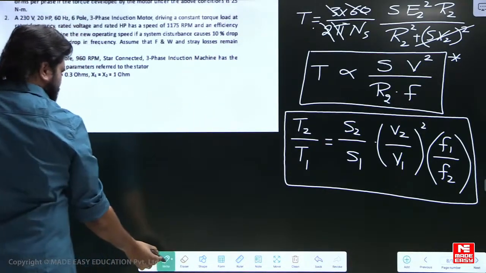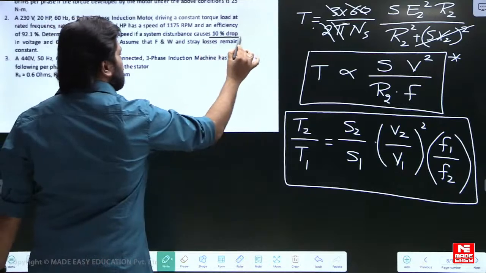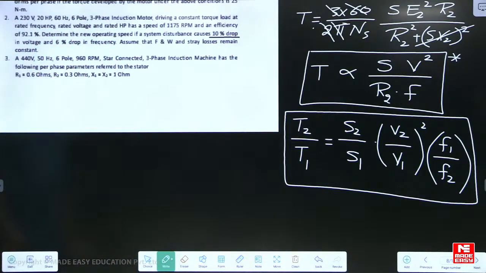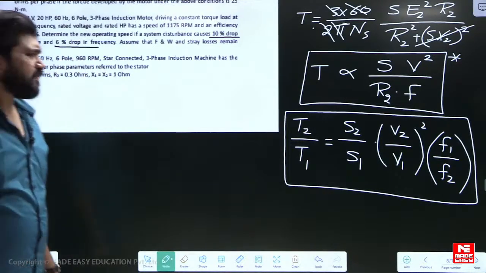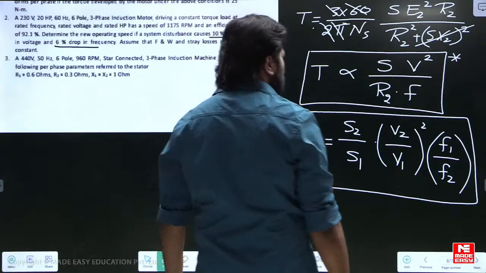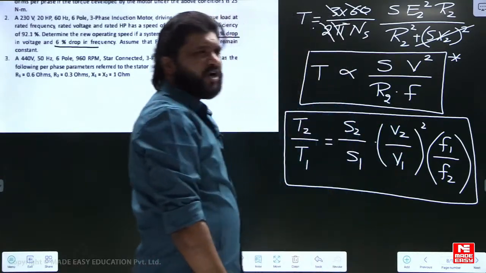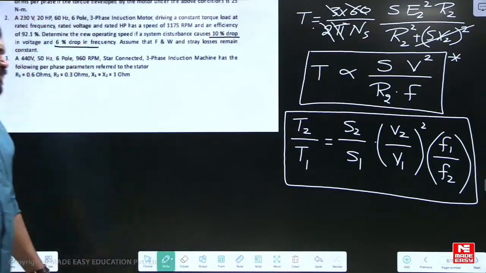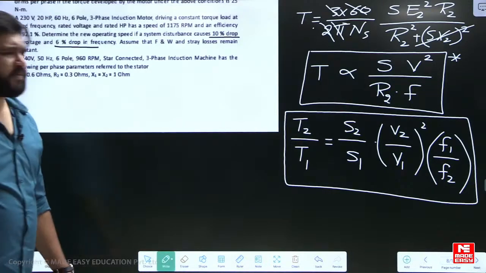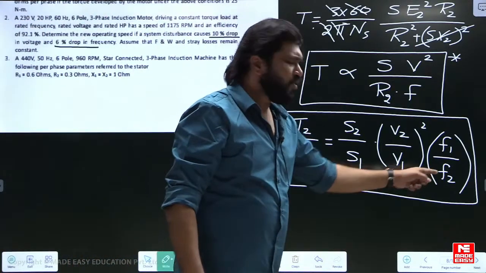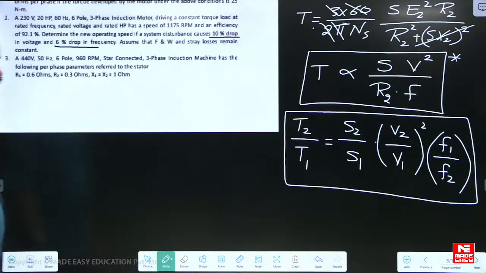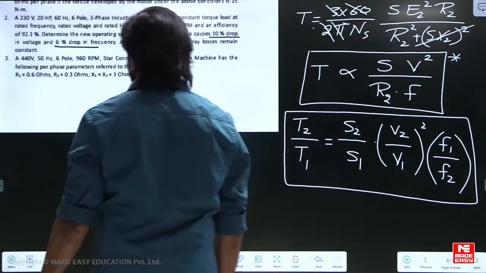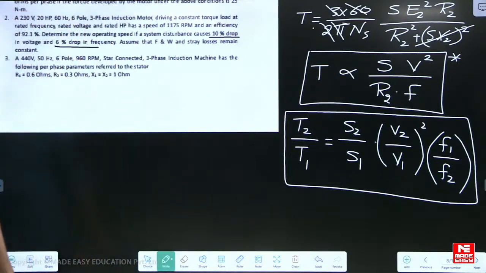10% drop in voltage, 6% drop in frequency. So V2 is 0.9 V1, and with a 6% drop, F2 is 0.94 F1. Substitute, and from that you will get a new slip S2. What is S1? 6 pole, 60 Hertz.